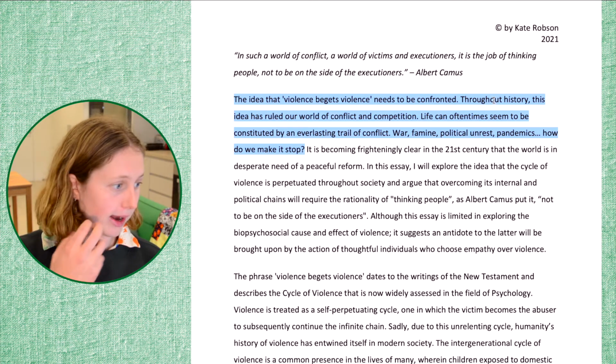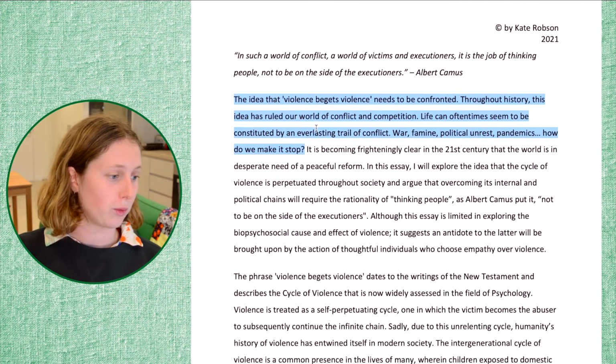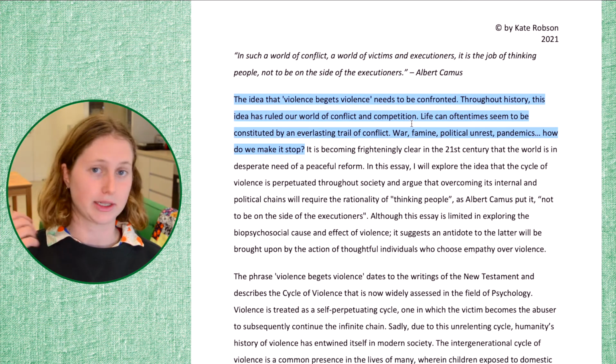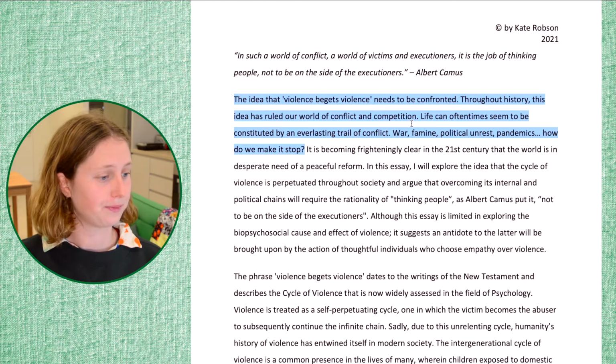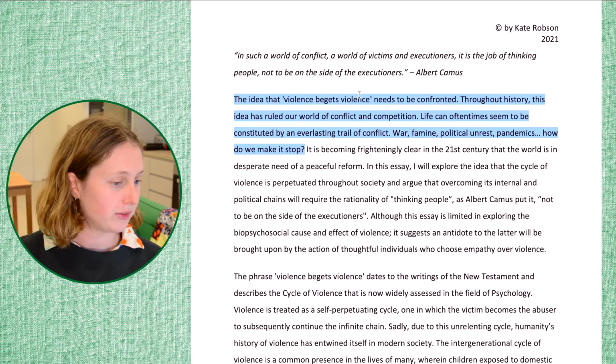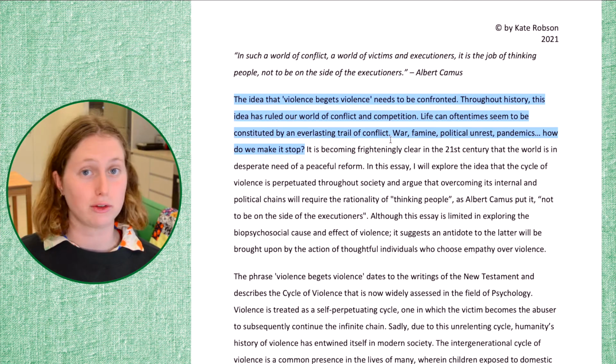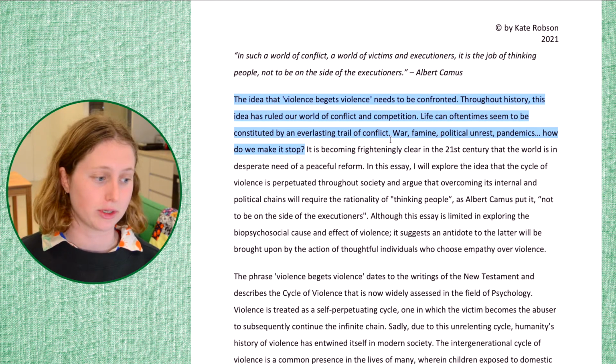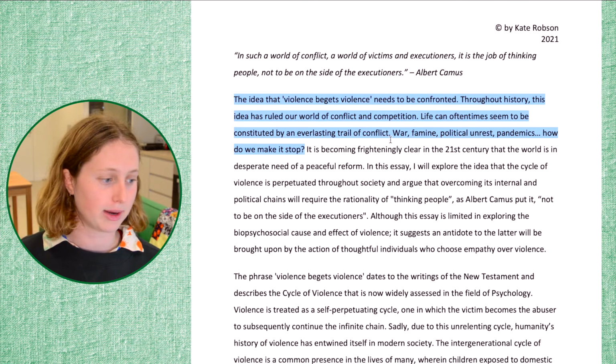So I'm saying then throughout history, we've got a world of conflict and competition. That's responding to the prompt as well and giving context to the hook. Then I say life can oftentimes seem to be constituted by an everlasting trail of conflict. That's true, and we can all relate to that. You don't need to know any specific examples to know about that.